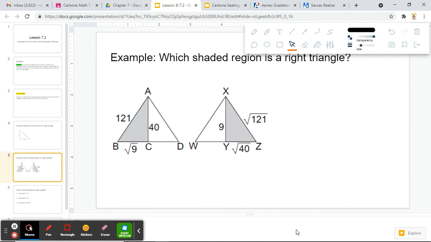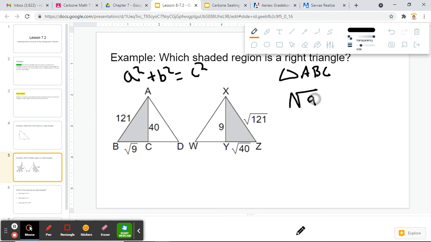So next one, which one of the shaded regions is a right triangle? So I kind of like this one here. We're going to have to find out whether this shaded region over here or this shaded region over here is a right triangle. So let's start with triangle ABC over here. As always, we're going to be using the formula a squared plus b squared is equal to c squared. So on this one, we have the square root of 9 squared plus 40 squared is equal to 121 squared.